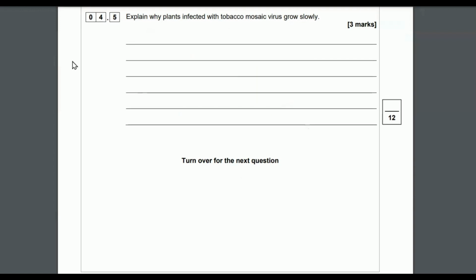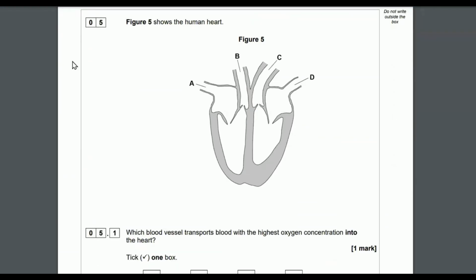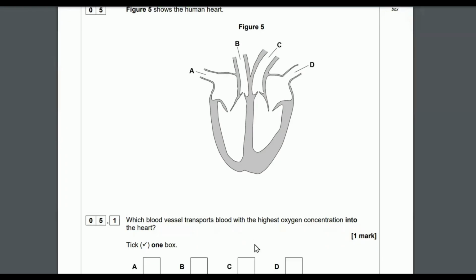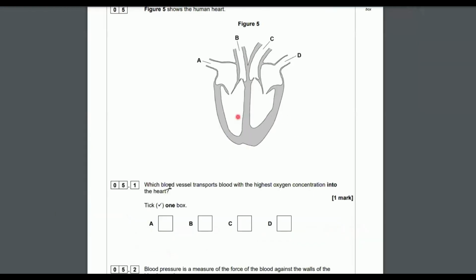Okay, we're on to question 5. Figure 5 shows the human heart. We've got A, B, C, D. Which blood vessel transports blood with the highest oxygen concentration into the heart? So let's go. We can either be A, B, C, or D. So we want blood with the highest oxygen concentration into the heart.